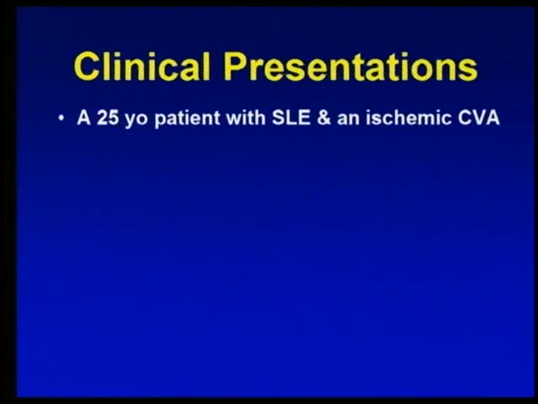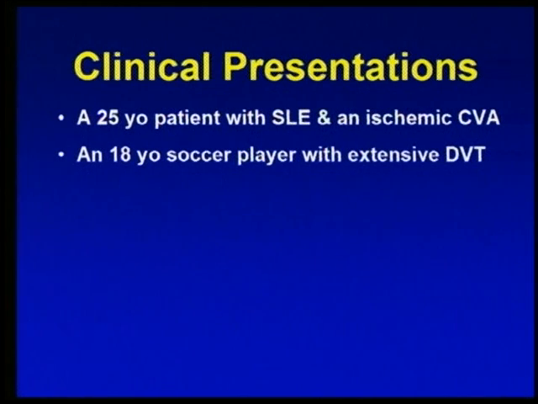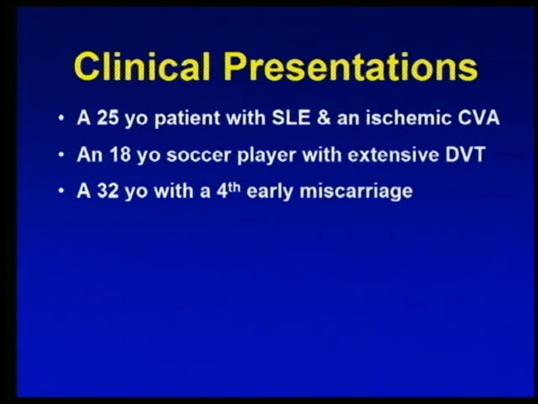The first is a 25-year-old patient with systemic lupus erythematosus who presents with an acute ischemic cerebrovascular accident. The second is a healthy 18-year-old woman, a soccer player, who presents with an acute, unprovoked, extensive deep vein thrombosis. The third patient is a 32-year-old woman who now has had her 4th early miscarriage.